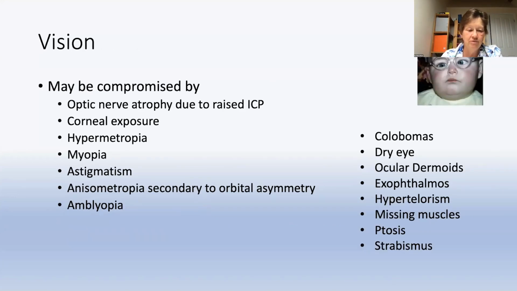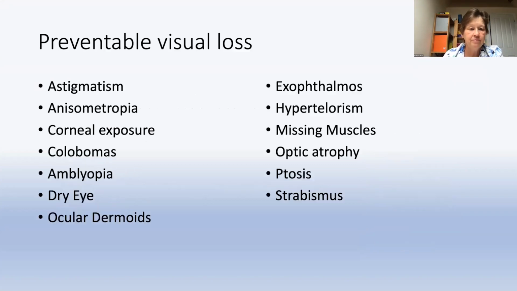And this is a huge list I'm not going to go through all the details of, but some of these things are treatable and some of them are not. So preventable visual loss can certainly be, like any other child, the need of glasses because they have a refractive error or anisometropia.